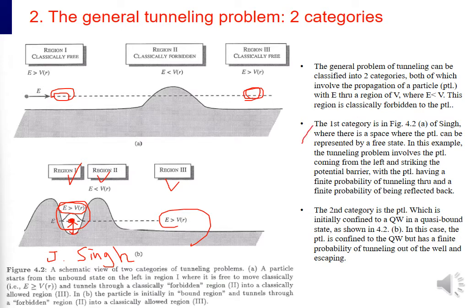So the first category we discussed previously, and the second category is the particle which is initially confined to a quantum well in a quasi-bound state. This one. It is a quasi-bound state, not permanently bound, because some part of the particle will pass through the barrier. That's why it is a quasi-bound state. In this case, the particle is confined to the quantum well, but has a finite probability of tunneling out of the well and escaping.